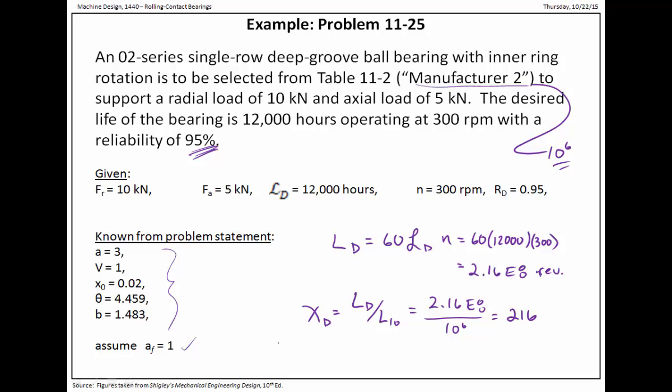And one of the first things we're going to have to do is find the axial and radial relationship. If we take the V, which we know is going to be equal to 1, I guess I had it up there, and FA over FR, we're going to find that's going to be 5 divided by 10, right? So we end up with 0.5 as that FA over VFR.